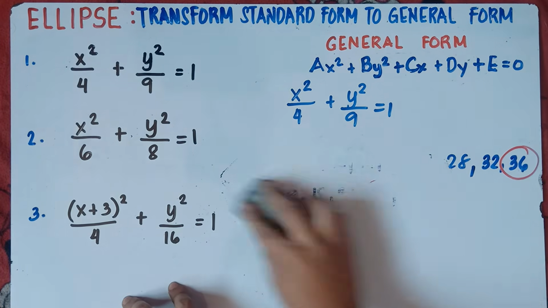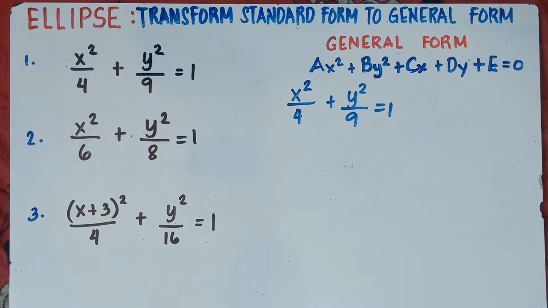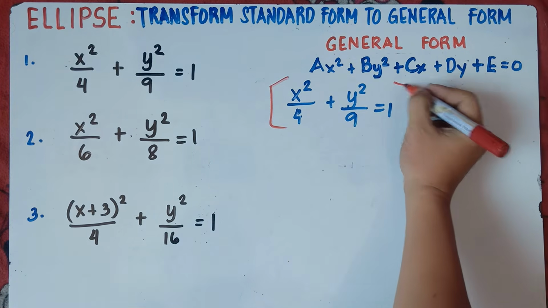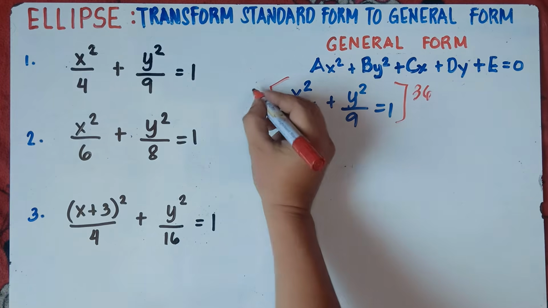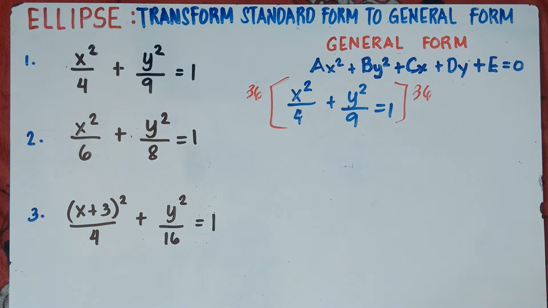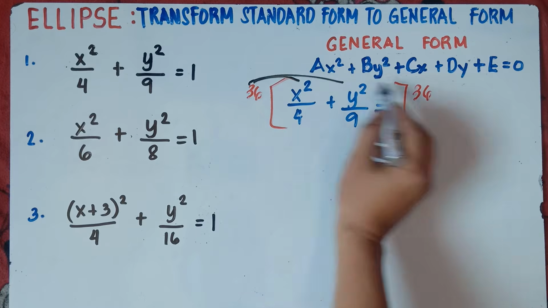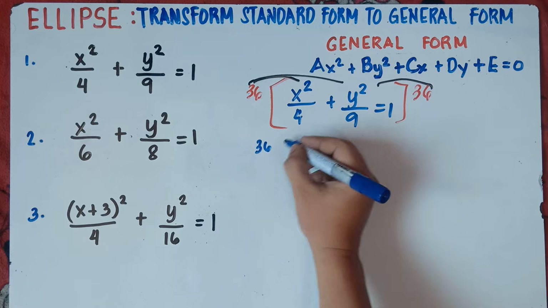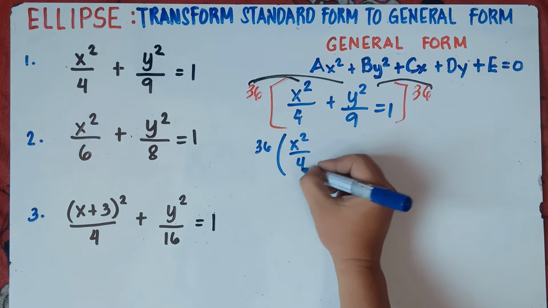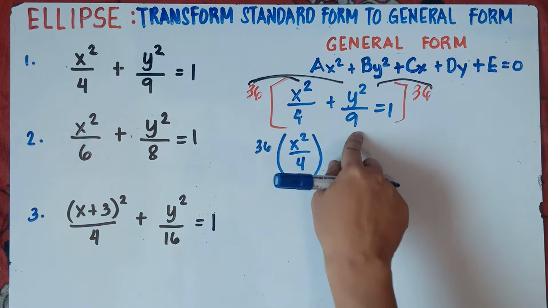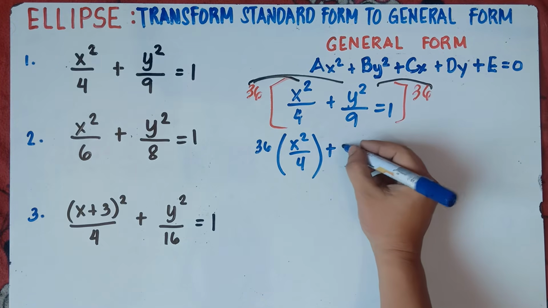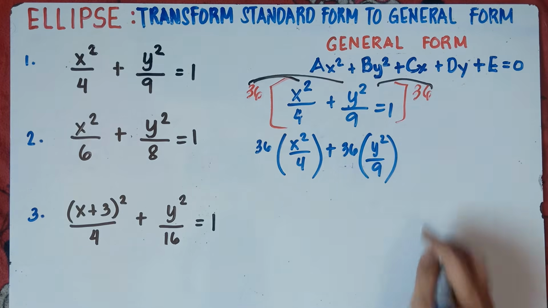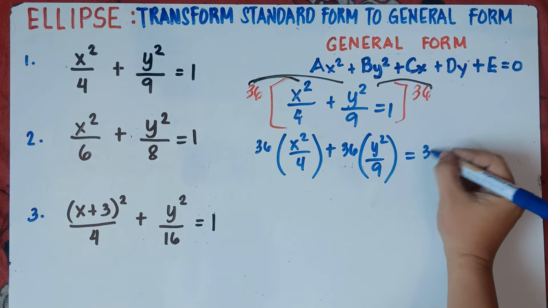Once again, to find the LCM, find the least number that the given numbers can divide. Once you get the LCM, you multiply the LCM by this equation. Multiply 36 by this equation, then distribute, class, using the distributive property. So 36 times x squared over 4, plus 36 times y squared over 9, and 36 times 1 on the right side.